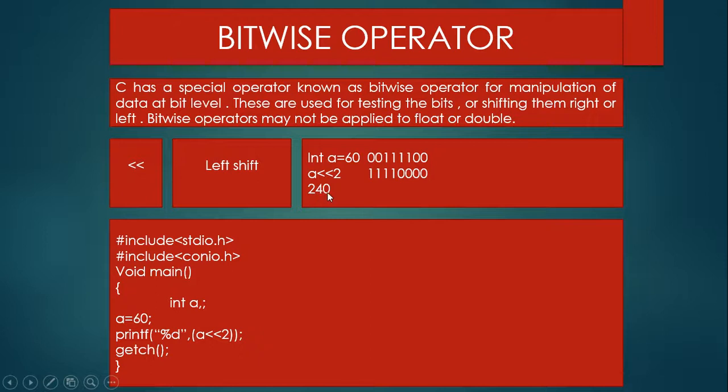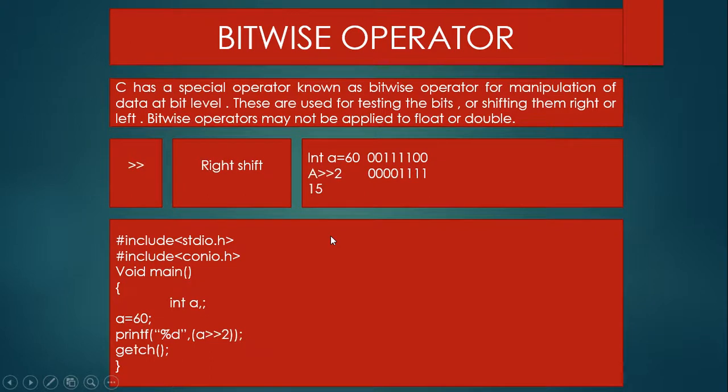This is the binary format of 240. When you implement it practically, you simply take the variable a, a equals 60, and printf in the double quote you simply write percentage d, double quote, comma, bracket, a left shift 2, bracket close and function close, then semicolon, and then getch. This will print 240.